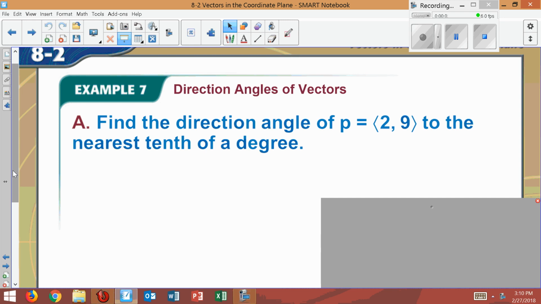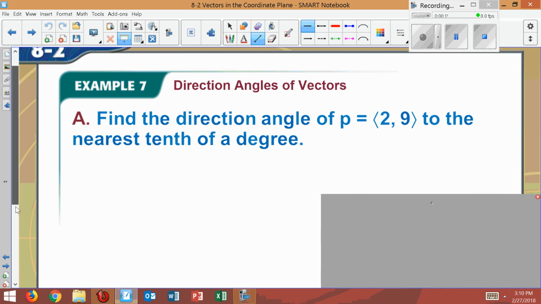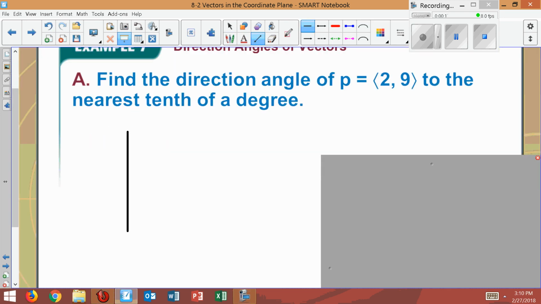Example 7, direction angles of vectors. Part A says find the direction angle of vector P, which is <2, 9>, to the nearest tenth of a degree. Now, the way we've done this in the past is, if you looked at the graph, you would say, okay, so this vector is traveling 2 units to the right and 9 units up.